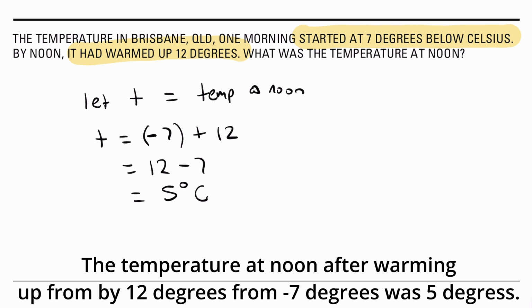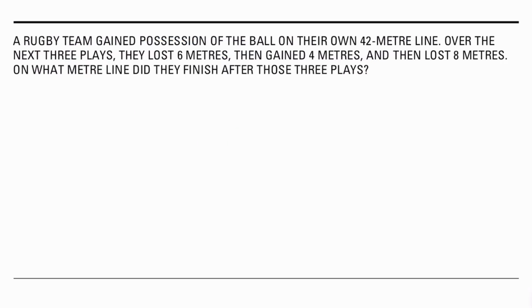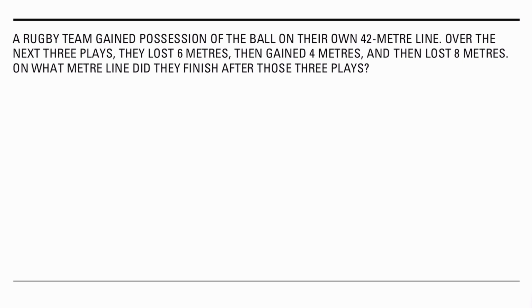Something like that. A rugby team gained possession of the ball on their own 42-meter line. Over the next 3 plays, they lost 6 meters, then gained 4 meters, and then lost 8 meters. On what meter line did they finish up after those 3 plays? I would say let L equal line, lowercase l. So L equals, and that is a lowercase l, equals, and so they started at 42 meters.